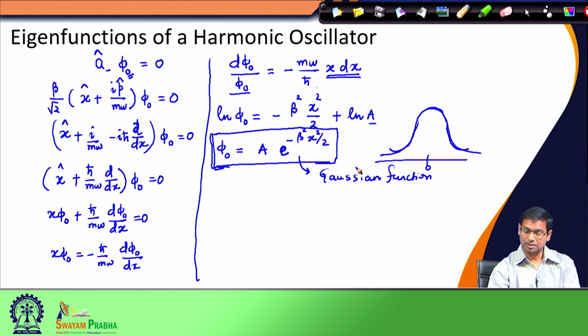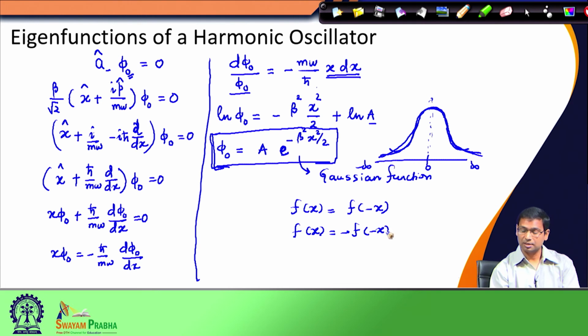This is x is 0 and this goes from minus infinity to plus infinity, and this function has some other interesting property, that this is an even function that you can already see. For example, we define an even function where f of x is equal to f of minus x, and if f of x is the negative of f of minus x, then this is an odd function. If this equality holds, then this is an even function. So, this Gaussian function is an even function because it is symmetric with respect to this 0 axis.